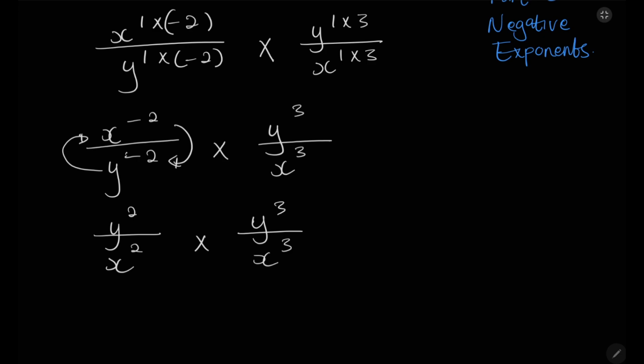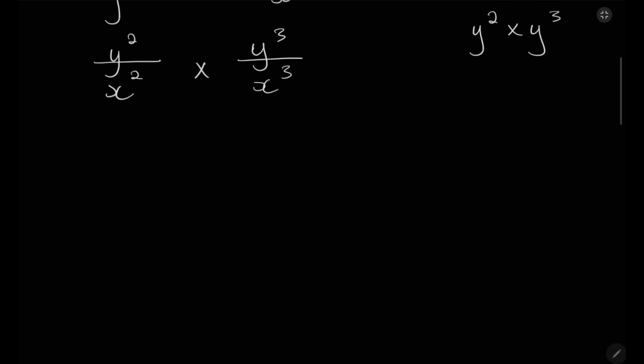So now we have the same bases that are multiplied. Can you guys see that this is basically y to the power 2 times y to the power 3, then x to the power 2 and x to the power 3. So you can write this on the side as y squared times y to the power 3. This is how we work with fractions. So y squared times y cubed. You have the same base and they're multiplied. So we add the exponents, 2 plus 3, which is y to the power 5.